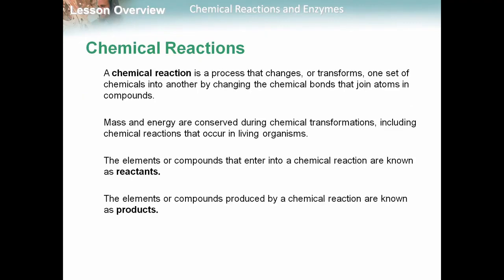A chemical reaction is a process that changes or transforms one set of chemicals into another by changing the chemical bonds that join atoms in compounds. Mass and energy are conserved during chemical transformations, including chemical reactions that occur in living organisms. The elements or compounds that enter into a chemical reaction are known as reactants. The elements or compounds produced by a chemical reaction are known as products.